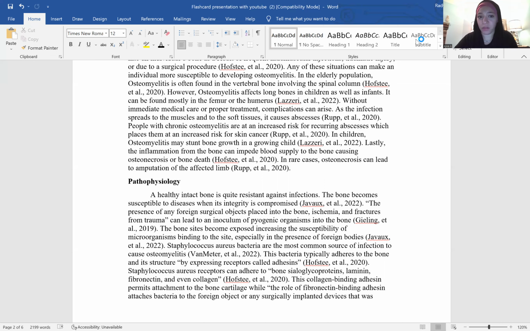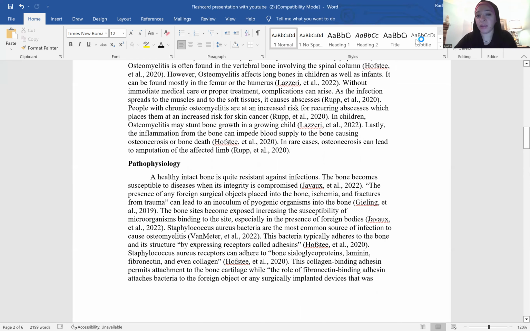As the infection spreads to the muscles and to the soft tissues, it can cause abscess. People with chronic osteomyelitis are at an increased risk for a recurrent abscess, which places them at an increased risk of skin cancer. In children, osteomyelitis can stunt bone growth in a growing child. Lastly, the inflammation from the bone can impede blood supply to the bone, causing osteonecrosis or bone death. In rare cases, osteonecrosis can lead to the amputation of the affected limb.